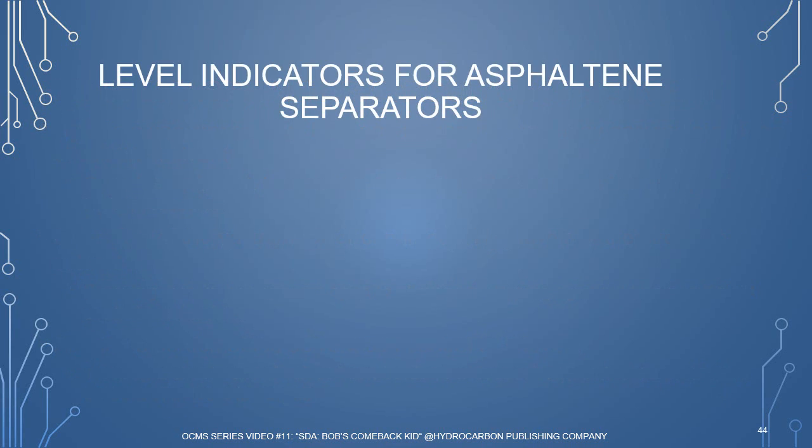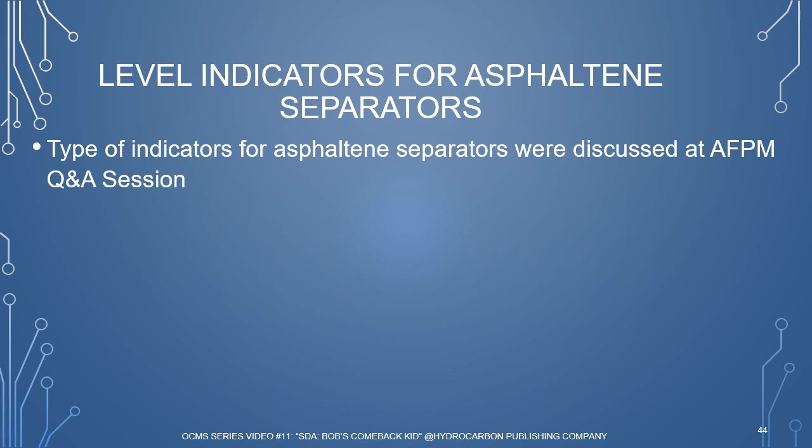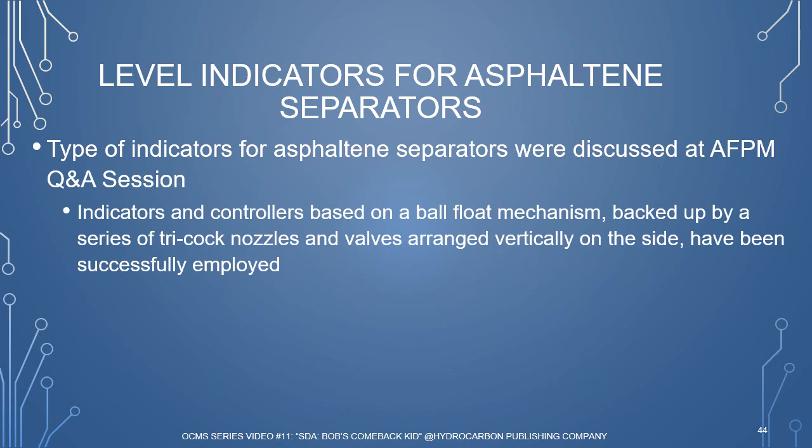The question of which types of indicators work well with asphaltene separators was raised at a past American Fuel and Petrochemical Manufacturers Q&A session. One representative said that indicators and controllers based on a ball float mechanism have an established history of successful use in this application, and that these indicators are backed up by a series of tri-cock nozzles and valves arranged vertically on the side of the vessel to span the expected range of the fluid level.